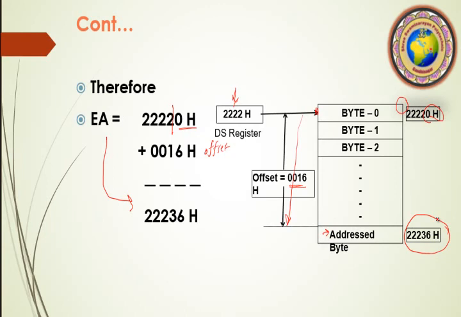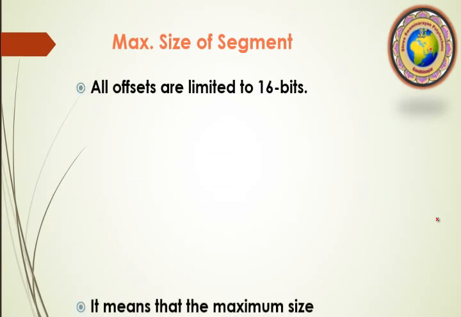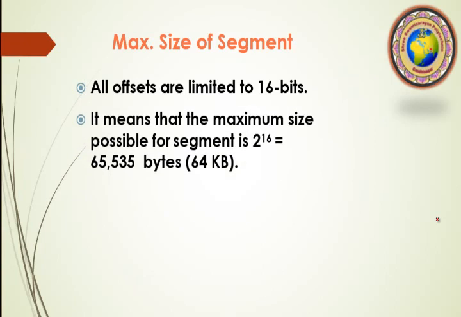So this is the process of memory address generation. So how can we generate it? Remember the maximum size of a segment. You also have to remember that all offsets are limited to 16 bits, which means the maximum possible segment size is 2^16, so 65535 bytes, which means 64 KB.